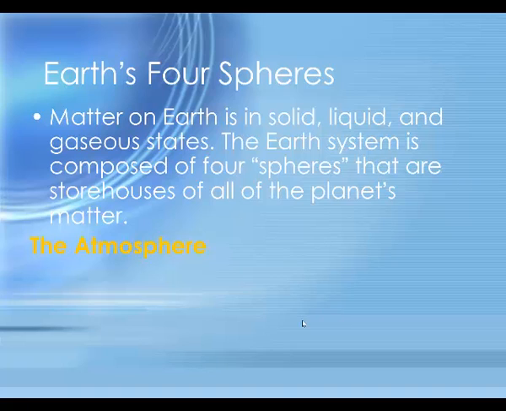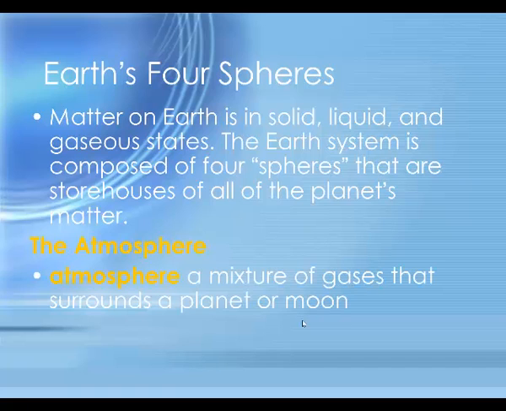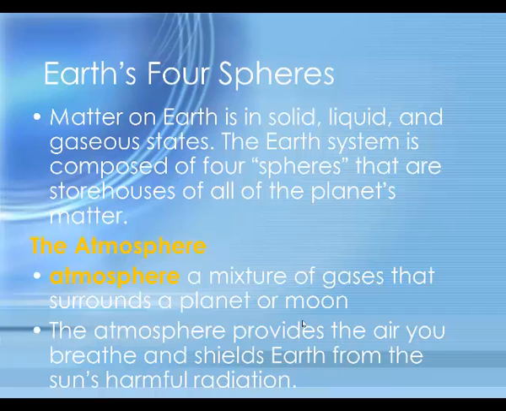The first sphere is the atmosphere. Remember, an atmosphere is a mixture of gases that surrounds a planet or moon. It provides us with the air that we breathe, with the oxygen that we need in order to go through the respiration reaction that occurs inside of our bodies. It also helps to shield us from the sun's radiation. So we have an ozone layer that protects us from ultraviolet radiation that is harmful to our cells. Our atmosphere also produces weather. It gives us precipitation, which is going to be important for the living things on our planet.